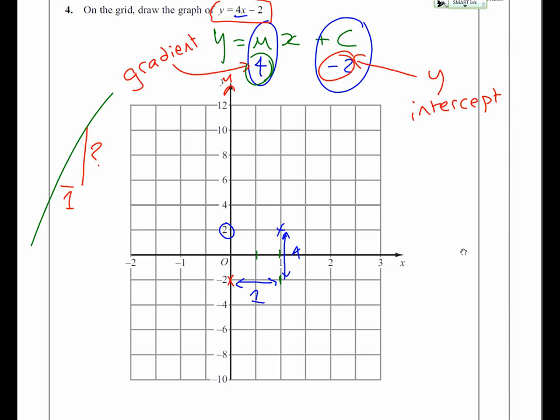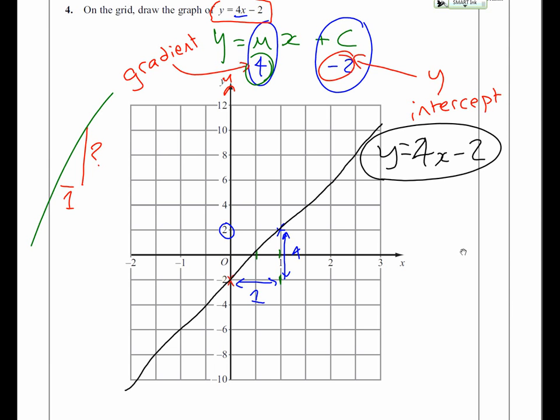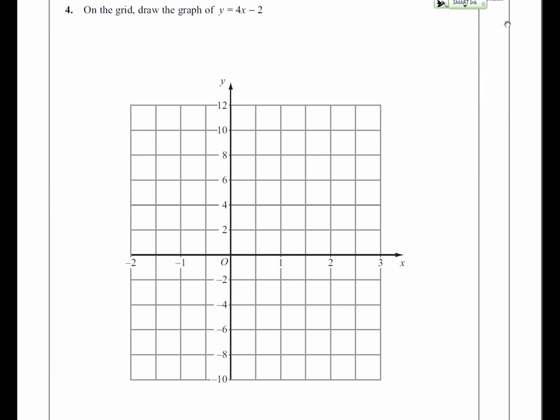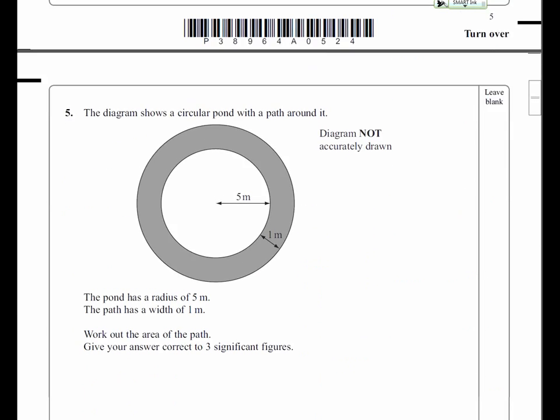Once you've got 2 points, it's going to be a straight line. You connect your 2 crosses and you draw your line, and if you really want to be awesome, you can label it as well. Look at that. Okay, job done.